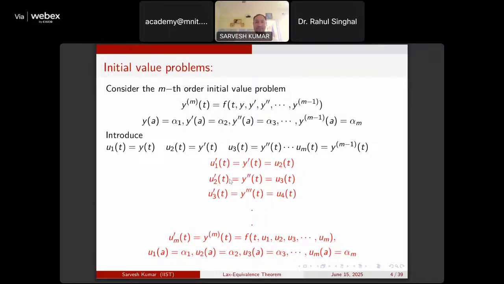If I solve this, that will be the solution of the mth order equation, or if I solve the mth order one, then I have a solution of the system. But why do we prefer that? See, dealing with mth order is difficult, but dealing with first order is always easy. We will tell you why and how this will reflect in the Lax equivalence theorem. That's the whole idea we have to find out.